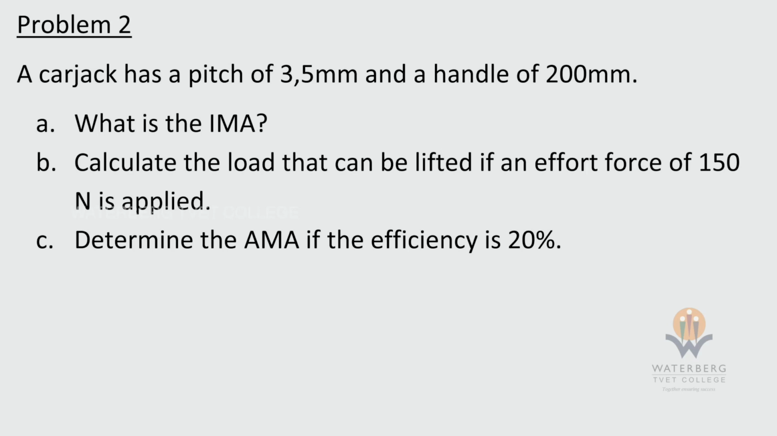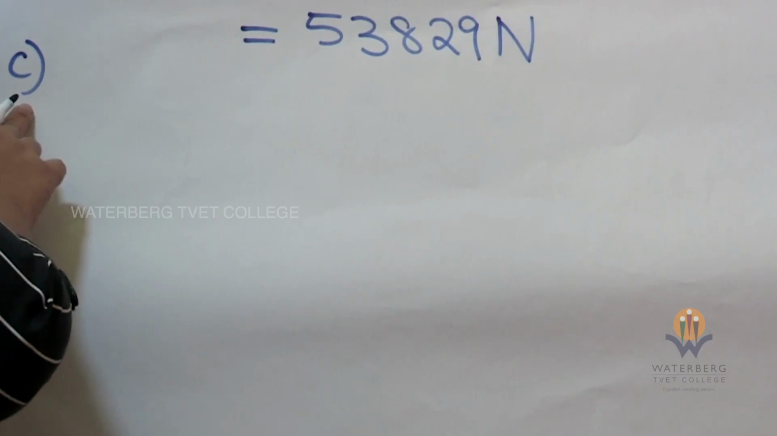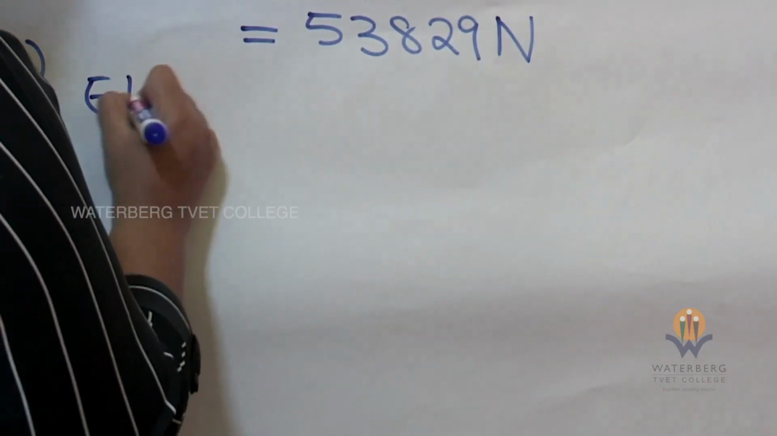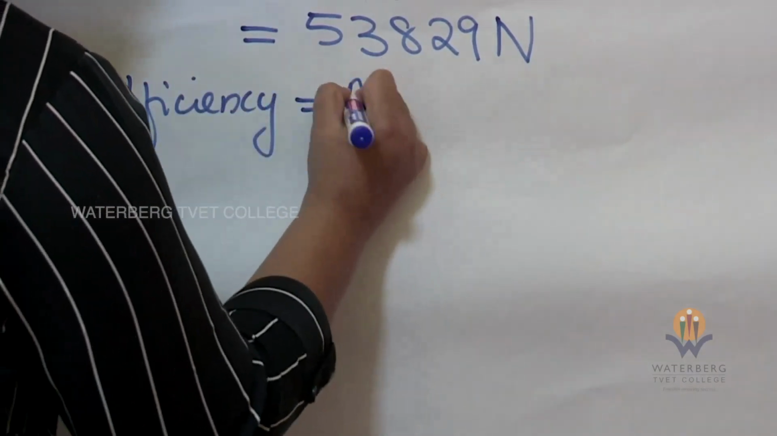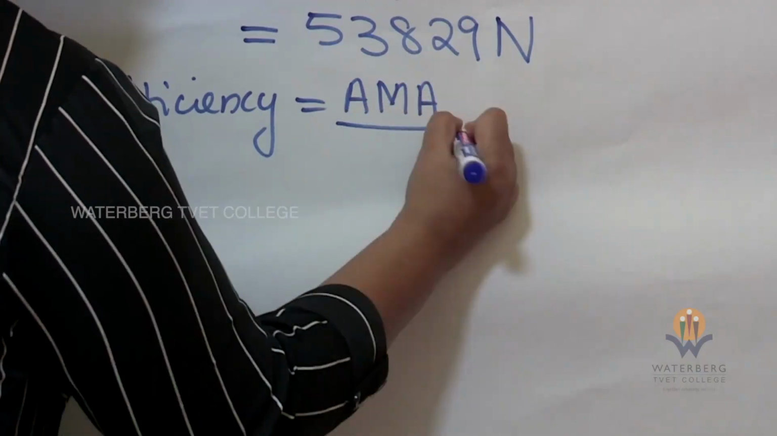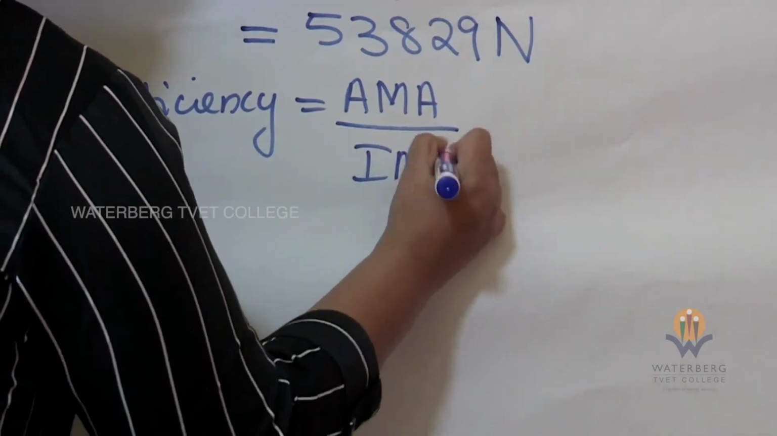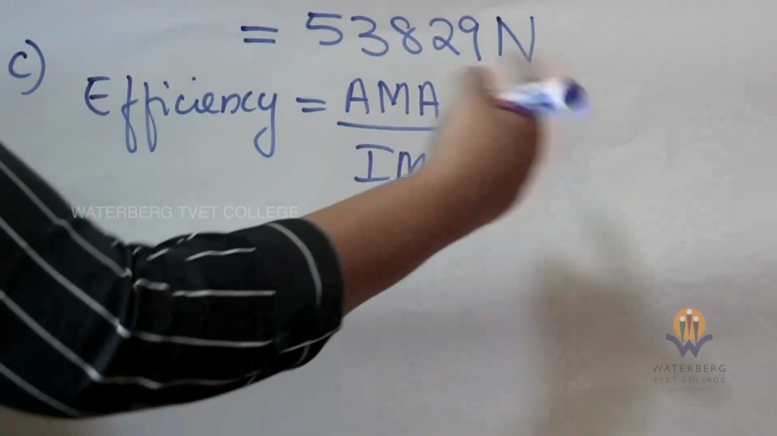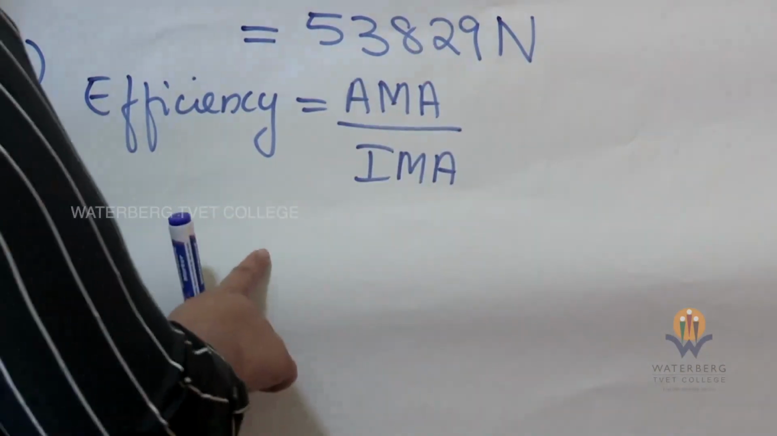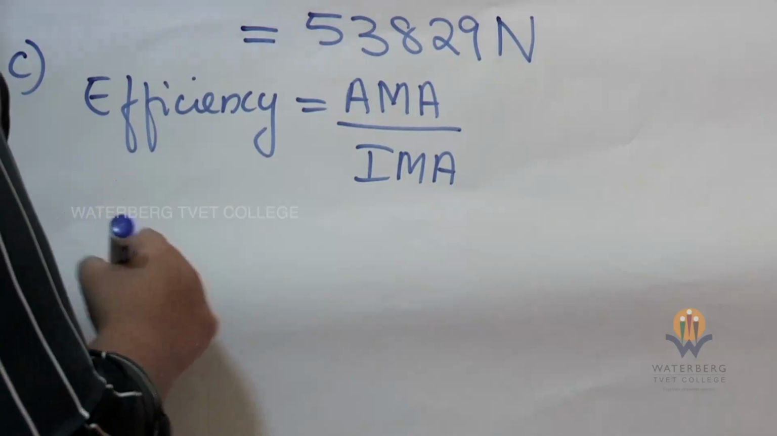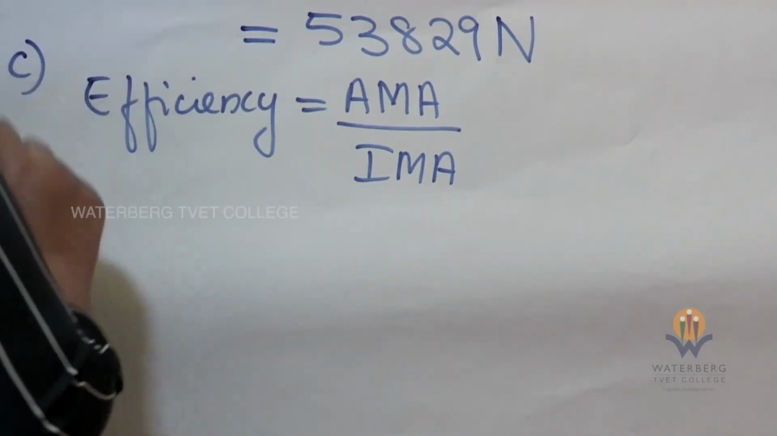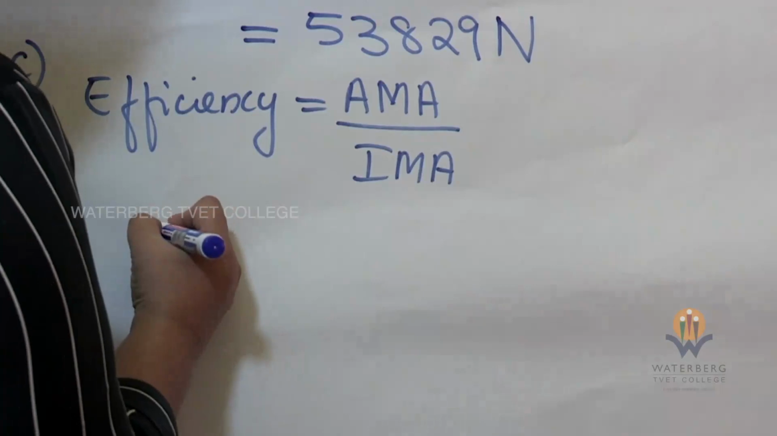Third question: determine the actual mechanical advantage if the efficiency is 20%. In level 2 we did efficiency, and we know that the efficiency of a simple machine is equal to actual mechanical advantage over ideal mechanical advantage times 100, to convert it to a percentage. So efficiency is actual mechanical advantage over ideal mechanical advantage.